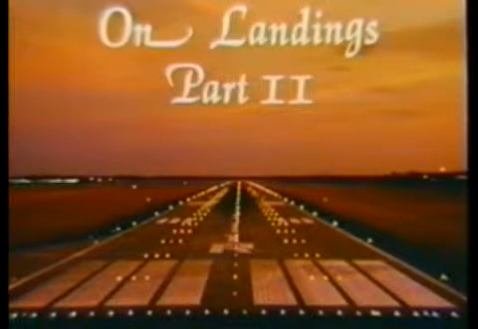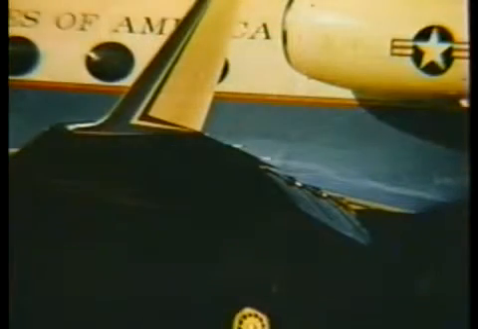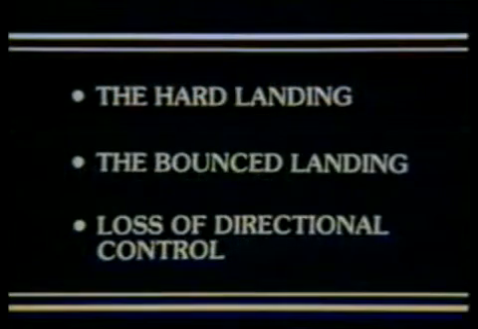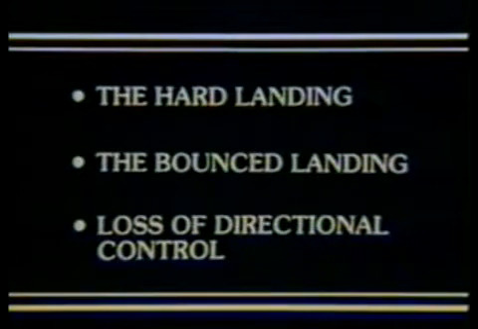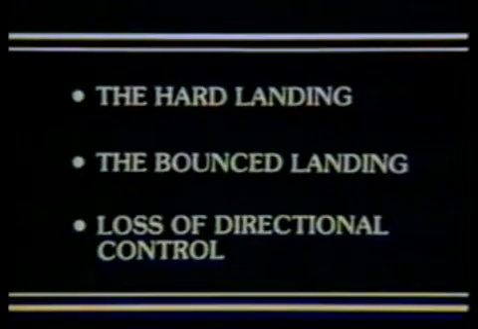Welcome to Part 2 of On Landings, the program that explores typical problems we all might encounter during the landing phase. In Part 1, we discussed the classic killers, the undershoot and the cross-control stall. And we also looked at the hard landing, the bounced landing, or pilot-induced oscillation, and loss of directional control on landing.